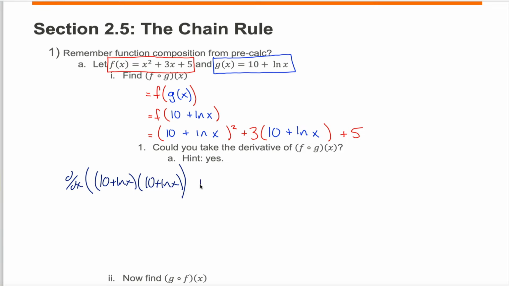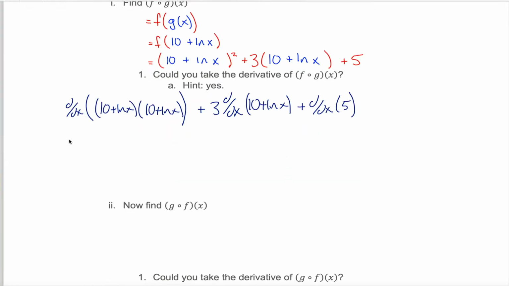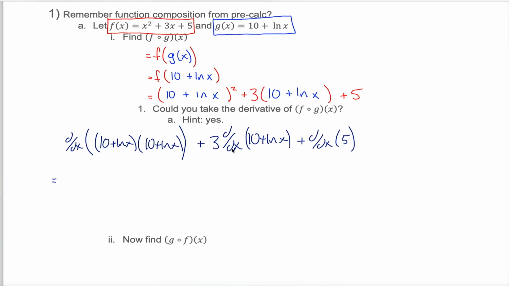And then I would add to that 3 times the derivative of 10 plus the natural log of x, taking advantage of my coefficient rule, pulling this 3 out in front, and then add to that the derivative of the 5. And then I think you could take this derivative. I mean, sure, I guess I'll do it. I'm not going to show all the different steps because I'm not too concerned about taking this derivative, because the whole purpose of this video is to show you another way. But I can't leave a problem unfinished.